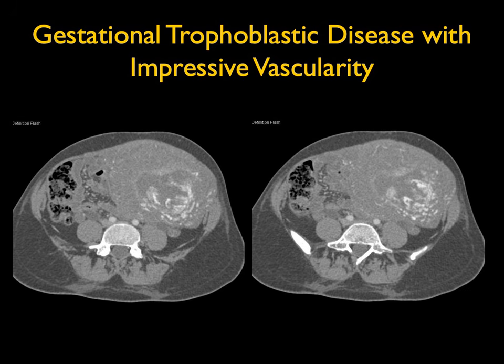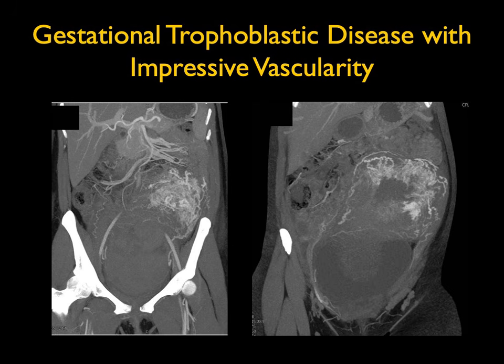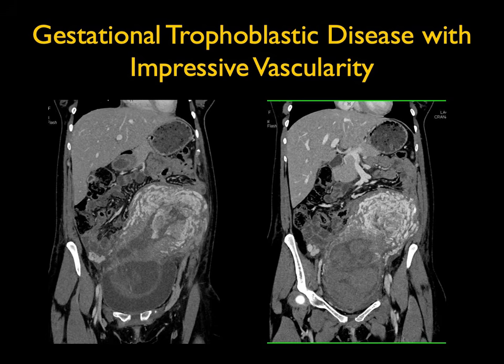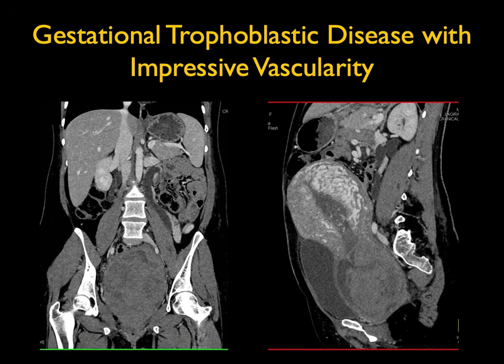Okay, case number 3. Look at the large uterus, marked enhancement. When you look at the coronal views, look at the vascularity. This is a classic example, a postpartum patient with this impressive vascularity and mass effect. That's gestational trophoblastic disease. It's fairly uncommon, but you can see the enlarged uterus and the large mass with impressive vascularity, very nicely shown particularly on the coronal images and on the sagittal images you can see here.